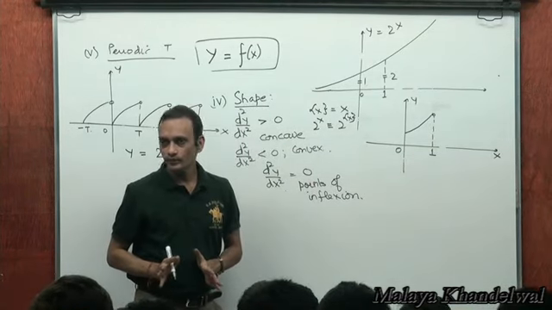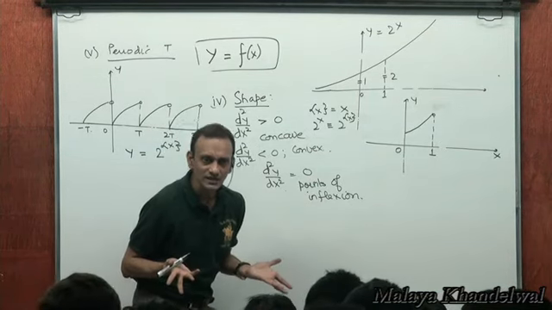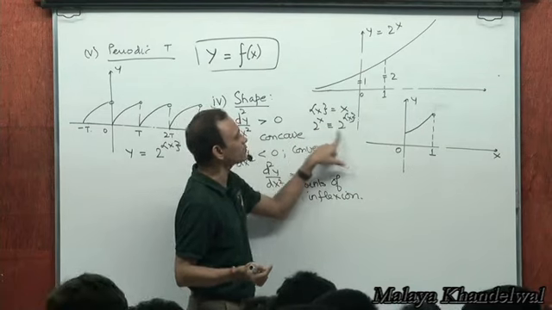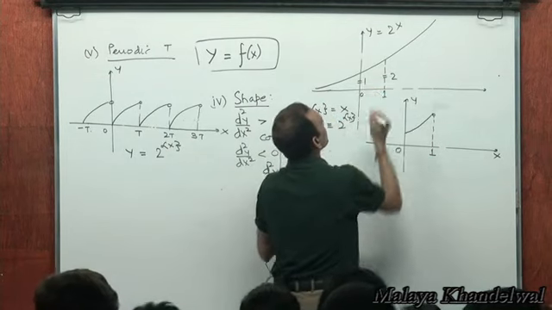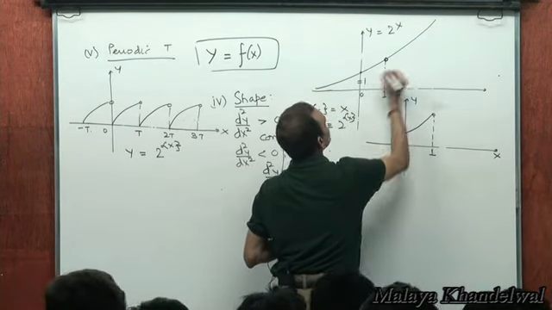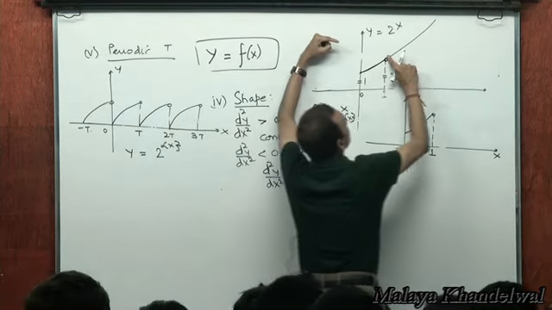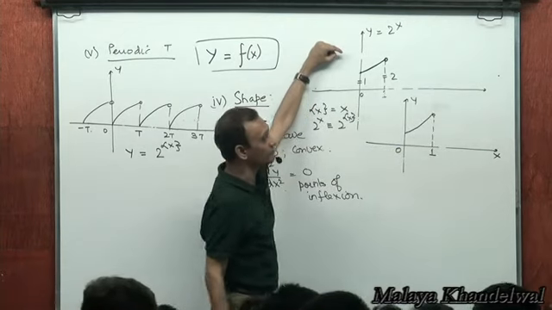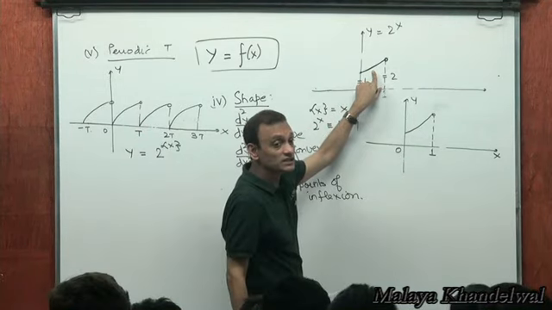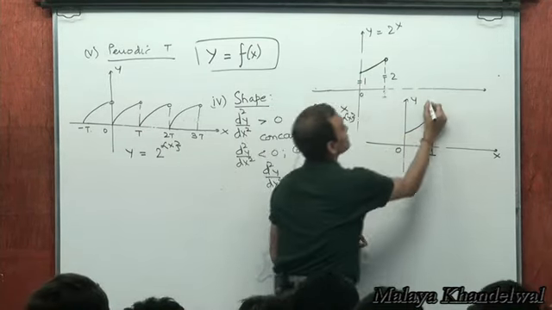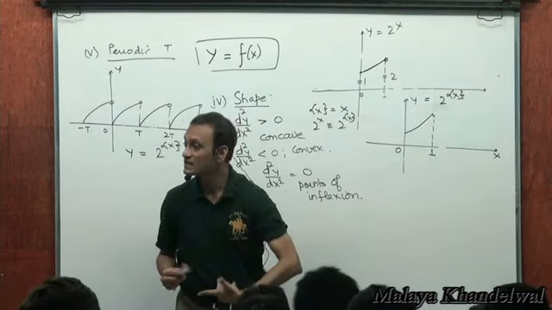Yes or no? When x lies from 0 to 1, then the fractional part of x will be the same as x, right? So the graph of 2 to the power x will be the same as the graph of 2 to the power fractional part of x. So this graph, which includes 0 but excludes 1, is the graph of 2 to the power x in the interval 0 to 1, right? Now this will be the same as 2 to the power fractional part of x. Why? Because in this interval 2 to the power x and 2 to the power fractional part of x mean the same.